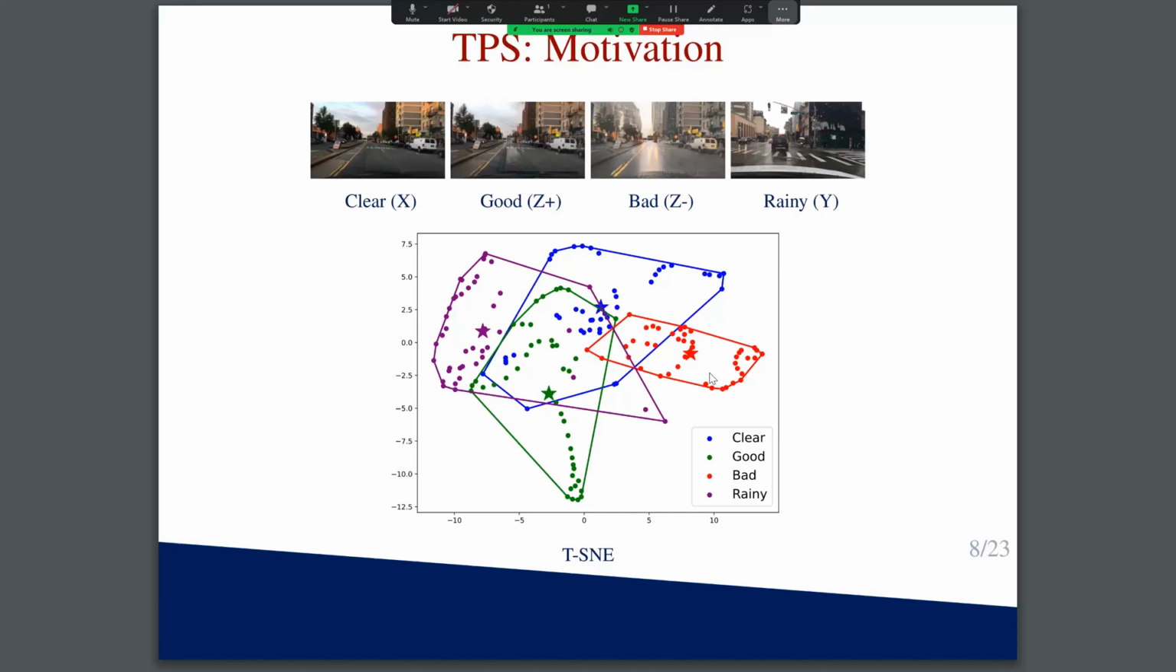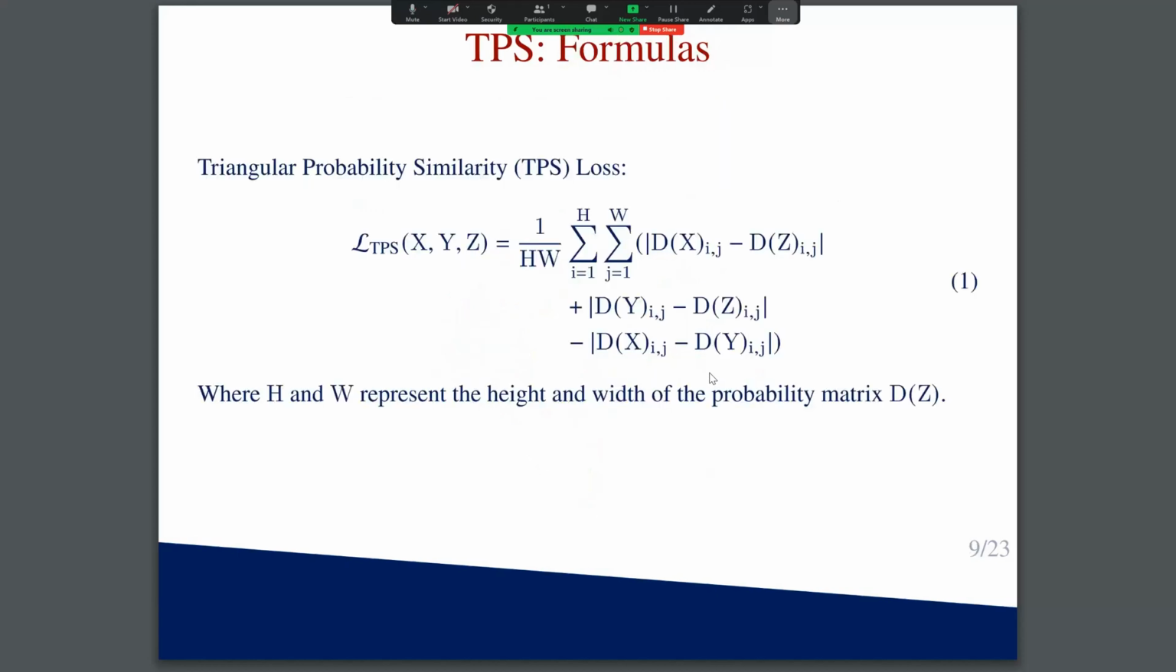Meanwhile, the bad generated images have very little feature overlap with the clear or real raining images, and the rest has lots of artifacts and distortions. So based on the motivation above, we want to design a loss function that pushes the generated image towards the real raining and the clear image to maximize the feature overlap and at the same time minimize artifacts and distortions. Based on the triangle inequality theorem, we design this triangular probability similarity loss, or TPS loss.